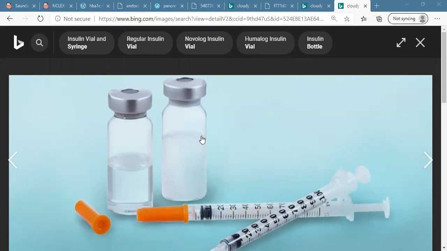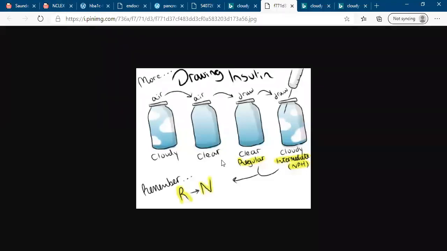So cloudy insulin we have to withdraw later on, right? Regular one is first, then cloudy. Another name for cloudy insulin is intermediate. Another name for intermediate insulin is NPH. So when we mix the two insulins, always clear insulin first, then cloudy, right? Clear insulin is called regular insulin, and cloudy insulin is called intermediate or NPH.